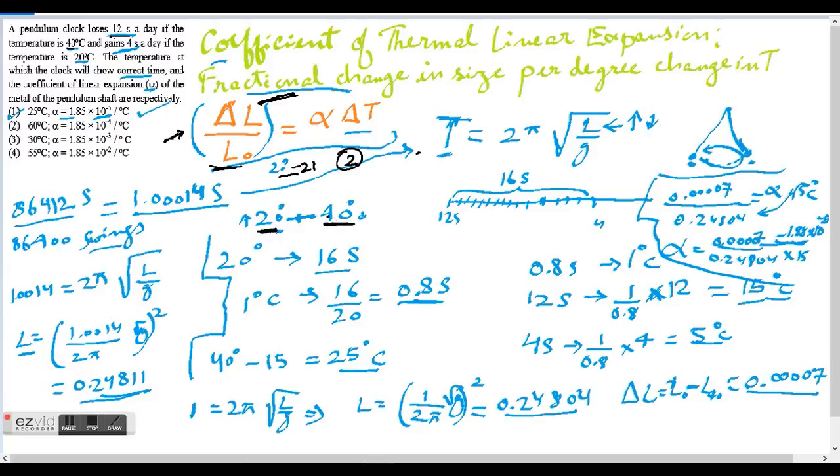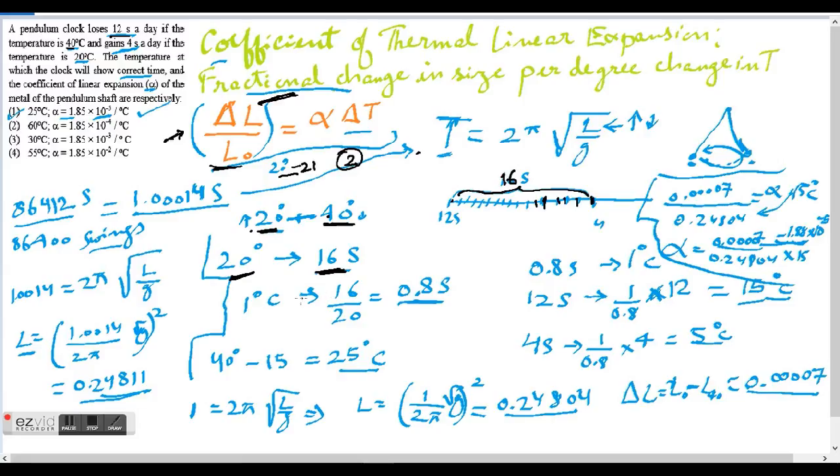So the range of temperature is 40 minus 20, which is 20 degrees Celsius. So in this question we are concerned with a range of 20 degrees Celsius. And what happens in this range? If I draw a number line right here, in which let's say I represent 4 seconds gain in this way and then 12 seconds loss in this way, this total range is exactly 16 seconds. So I can say that a change of 20 degrees Celsius, 40 minus 20, corresponds to 16 seconds in this clock.